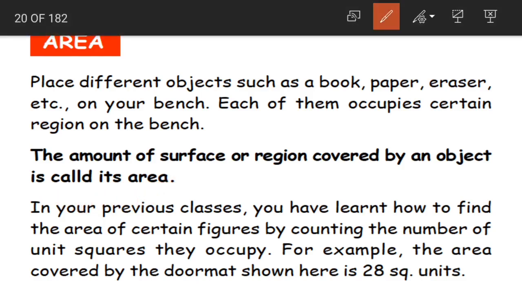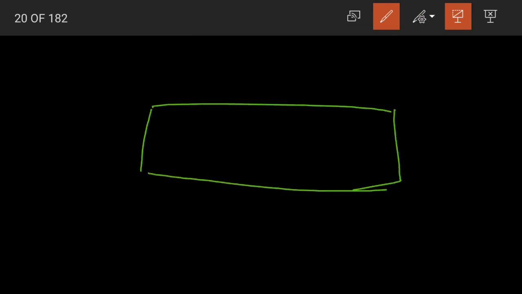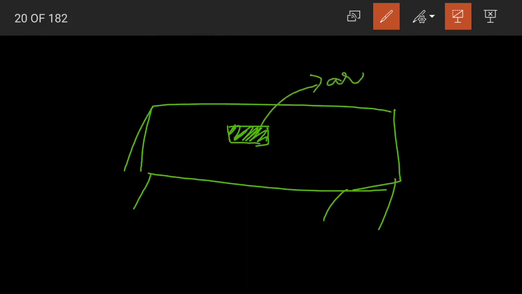What is it? Suppose this is a bench, children. Okay, I know this does not look like a bench, but just imagine that this is a bench. Now on this I have placed my eraser. Now this eraser is occupying some space on the bench, yes or no? See, this whole area is occupied by my eraser. So this is called as the area of the eraser or the given object.